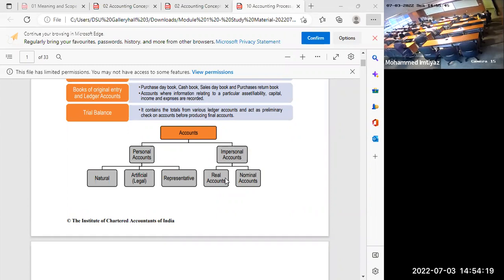A personal account refers to any account that deals with a person: Rajesh, Ravi, Usha, Shyam, Rani, like that. Natural person. And artificial person. Who is an artificial person? Dayananda Sagar University, Bangalore University, Infosys Limited, SBI Limited, Bescom. These are all called artificial persons, any entity, business, non-business, any organization. The third one is representative person. What is a representative person?